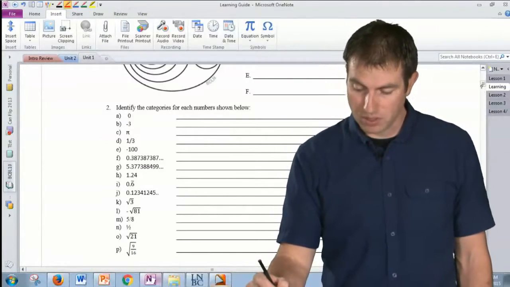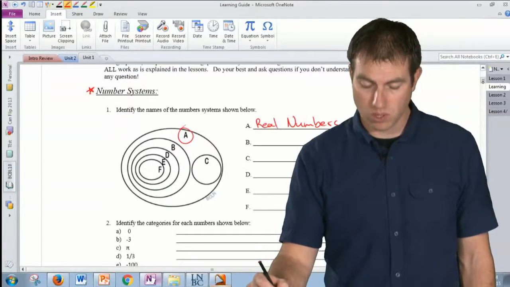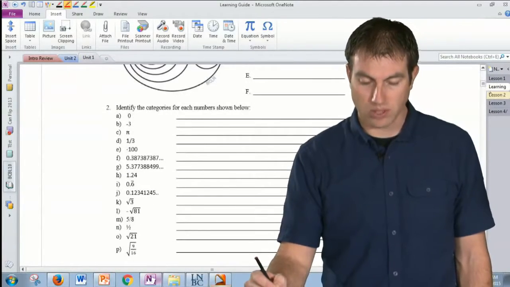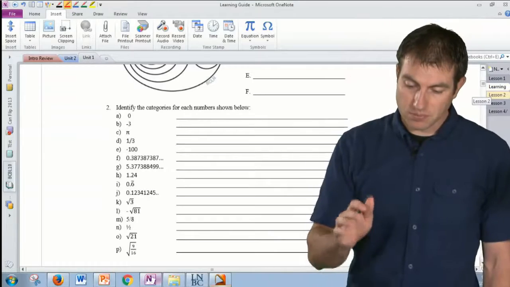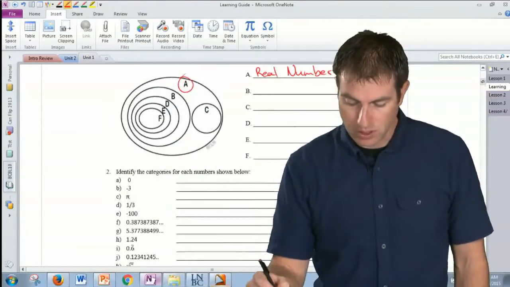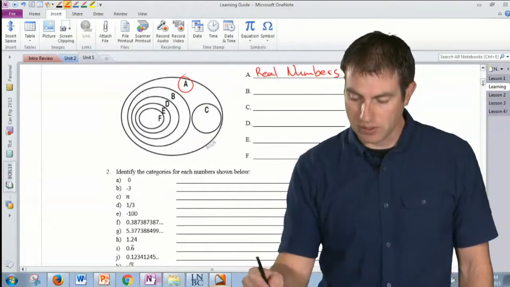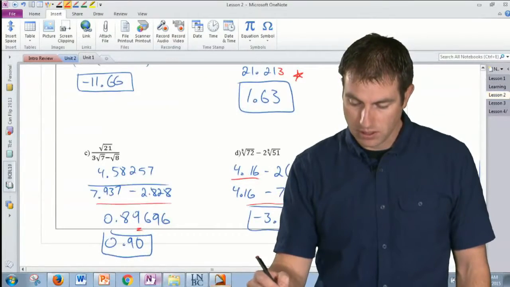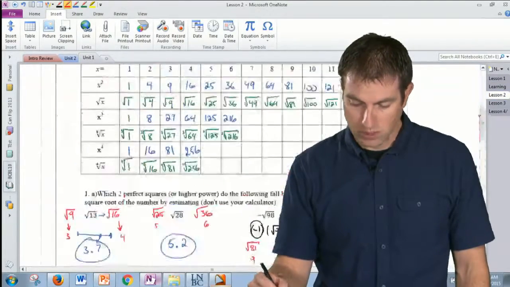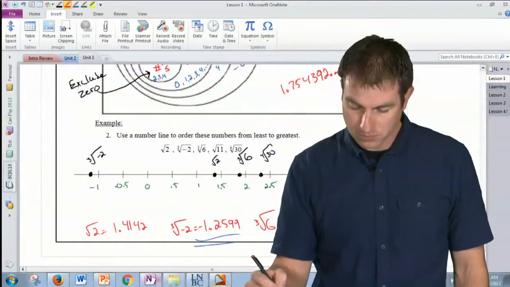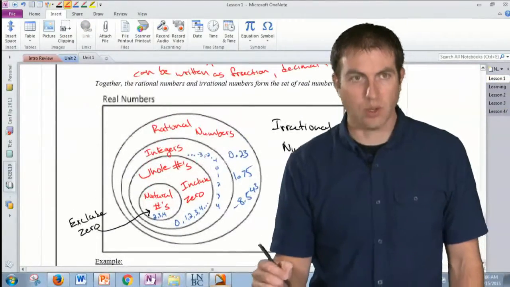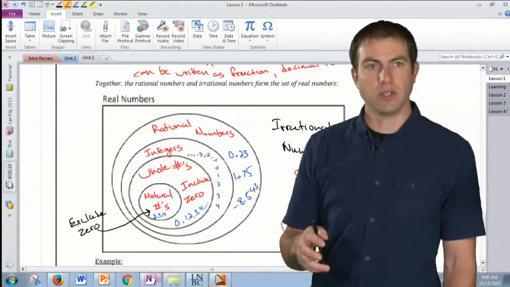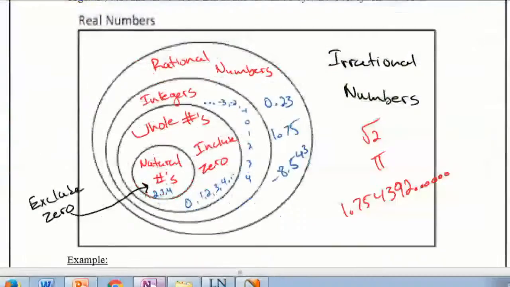And Abby's asking about number 1. Which section, Abby? The very first one, the number systems number 1, or a different section number 1? All right, so going back to the image here, it's the same one that we had in lesson number 1. Same sort of circles. These are different types of numbers. We have our natural numbers in the middle, and then we have whole numbers, integers, rational, and irrational is anything that doesn't fit into one of those categories.